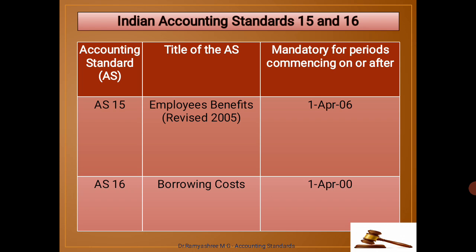This standard lays down that the financial statements of an enterprise should disclose the accounting policy adopted by it for borrowing cost and also the amount of such cost capitalized during the period. It includes commitment charges on bank loans, interest and other loans, and amortization of discounts, premiums, and finance charges in respect of assets acquired on lease, etc.